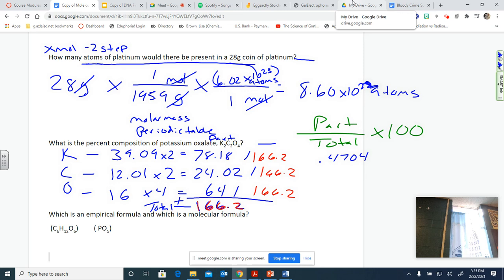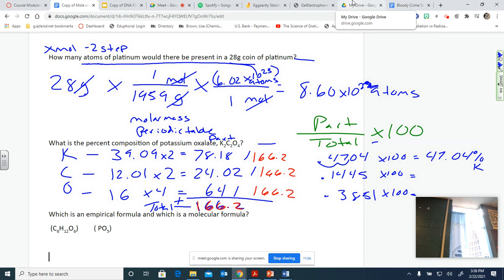Then I have 24.02 divided by 166.2. And I get 0.1445. And then I have 64 divided by 166.2 and get 0.3851. Okay, the last step in the problem is multiply by 100. That's what gets it into percent, the percent of potassium, the percent of carbon, the percent of oxygen in this compound. When I multiply by 100, you can, of course, put that in the calculator, but you don't have to. You could just hop the decimal over two, 1, 2. That's what multiplying by 100 does.